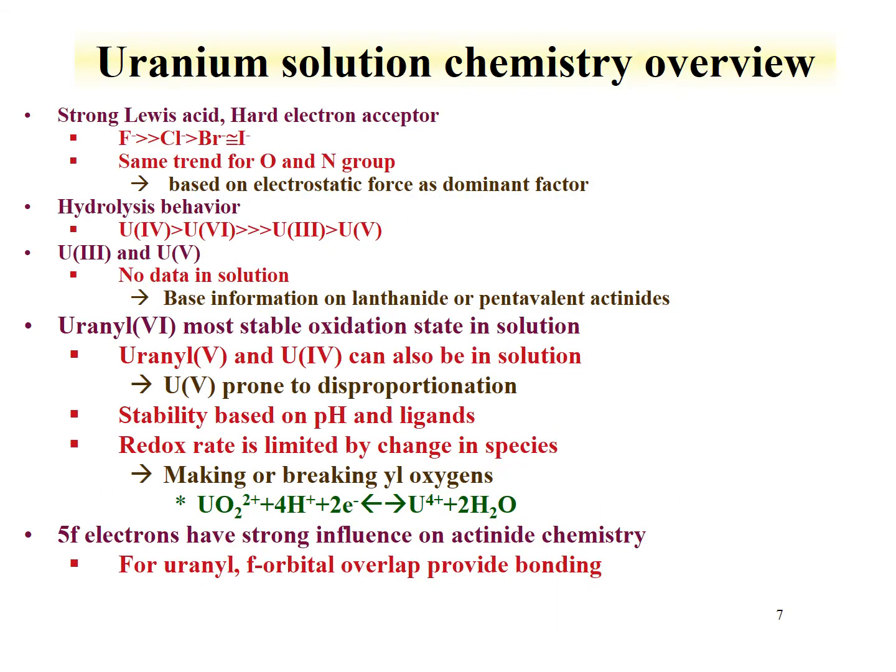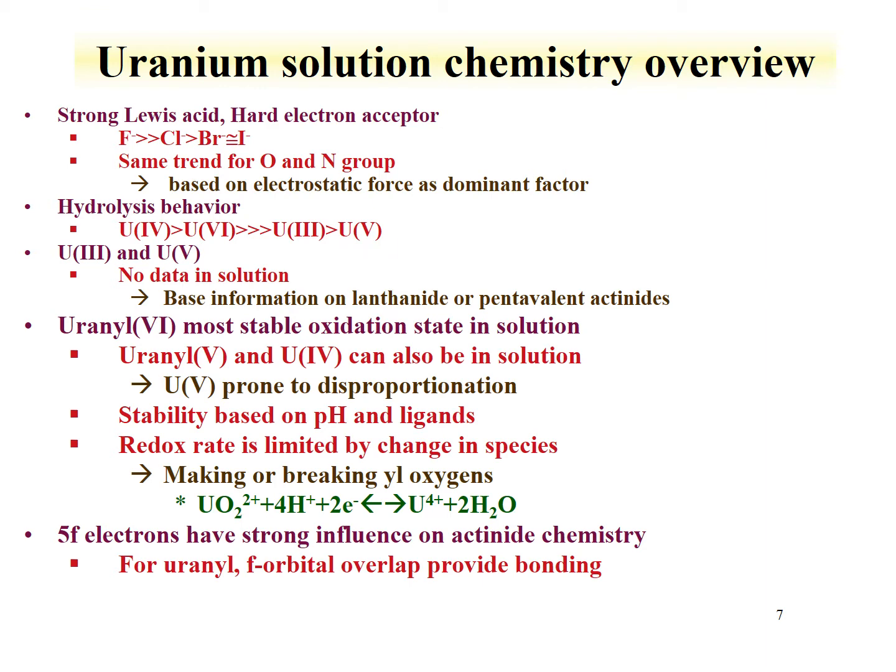Some of the basic uranium solution chemistry is presented here. In solution, uranium is a strong Lewis acid. It's a hard electron acceptor, so it forms strong complexes with the fluorides in the halide group and weaker complexes with the iodides. We see the same trend in the oxygen and nitrogen groups. The hydrolysis behavior: the tetravalent uranium species hydrolyze to the greatest extent and the pentavalent to the least extent.